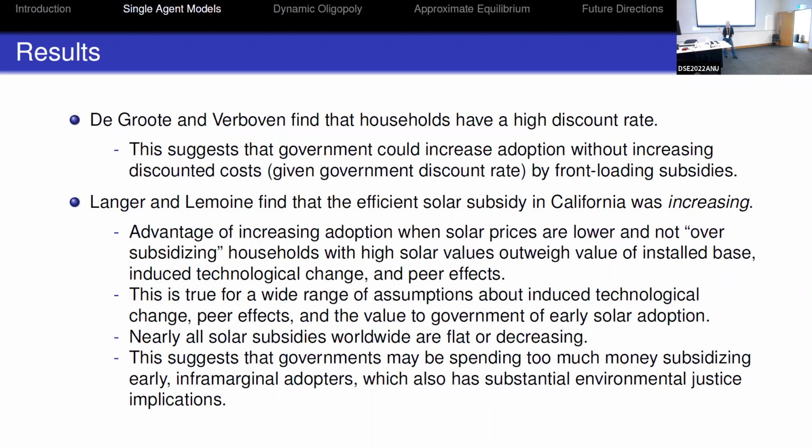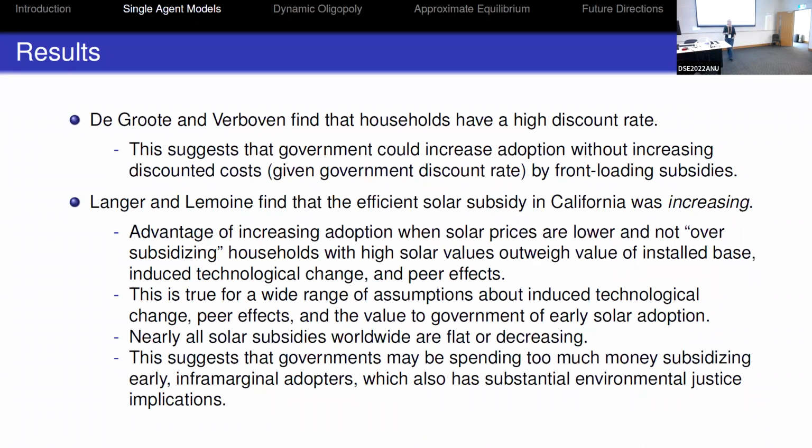It's true for a super wide range of assumptions. We throw all sorts of stuff at it. It's very, very hard for us to break. You basically have to have the government value current adoption at an order of magnitude above where we think the actual value is in order to get a decreasing subsidy.